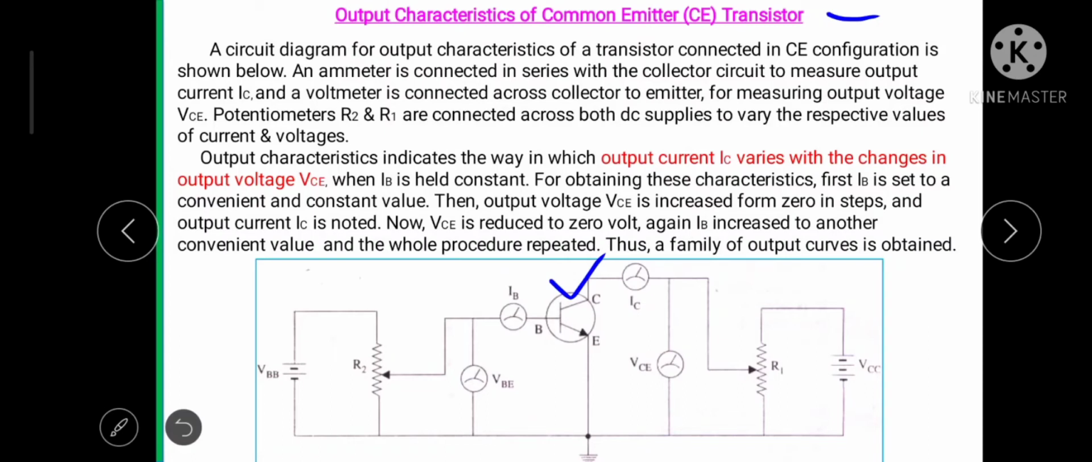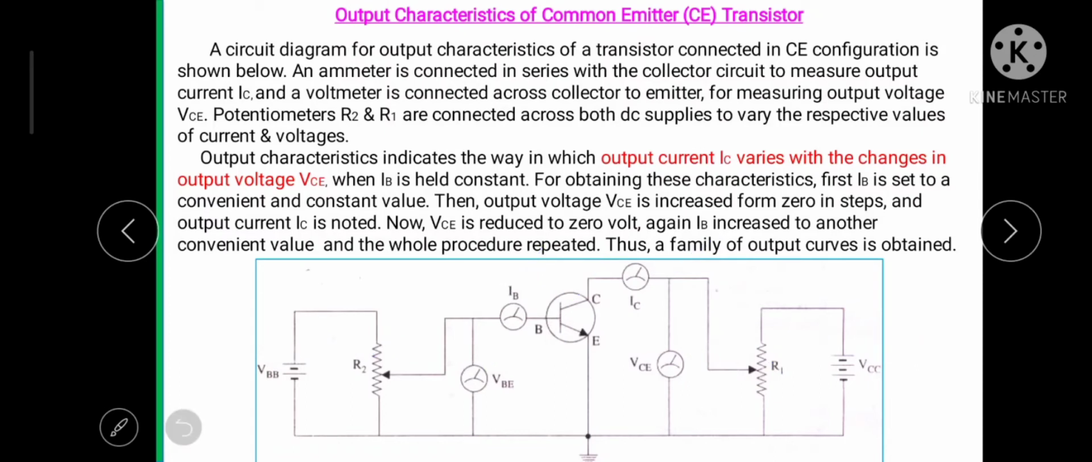On right side of the transistor there is a current meter and voltmeter to measure the output current and output voltage. Here it is the output voltage VCC. This voltage can be changed or varied by using this rheostat. In the same way, on left side of the transistor, this current meter and voltmeter are connected to measure the input current and input voltage respectively. Here VBB is a voltage source and this R2 is a variable resistor by which we can vary the input voltage.